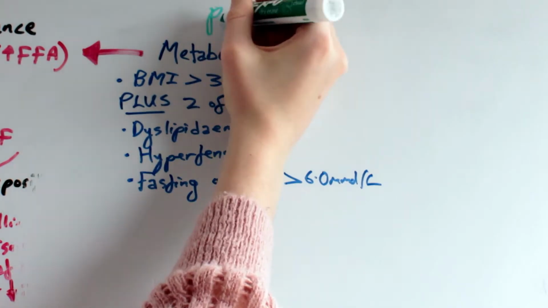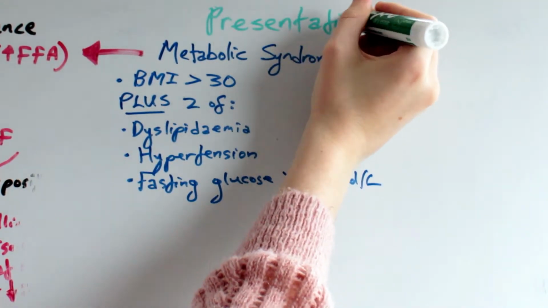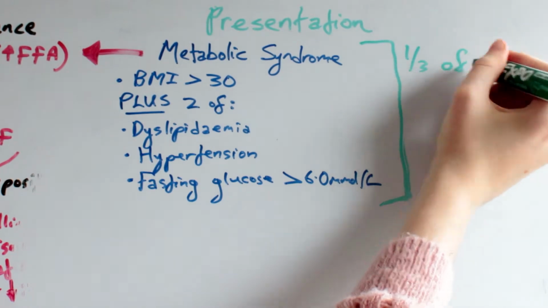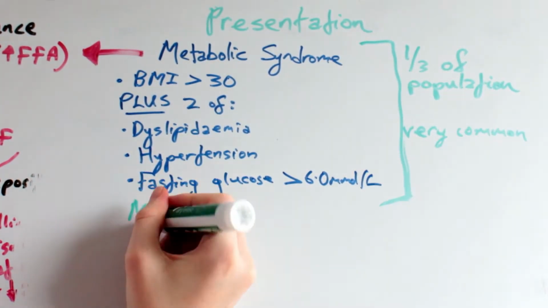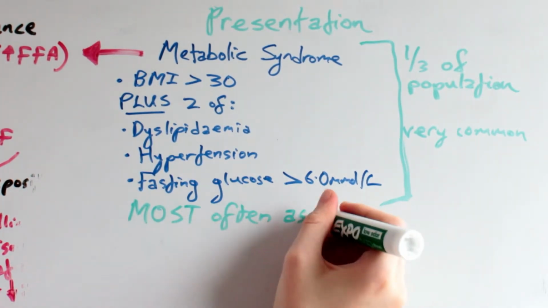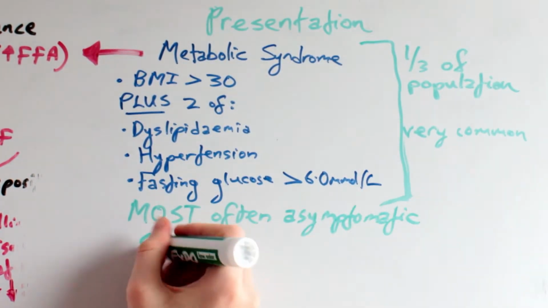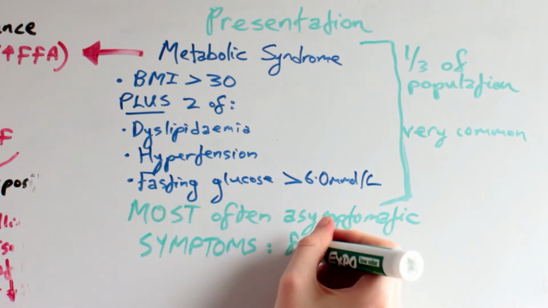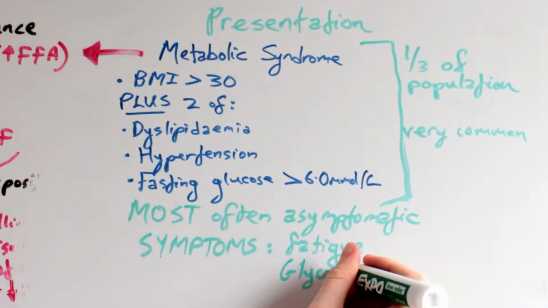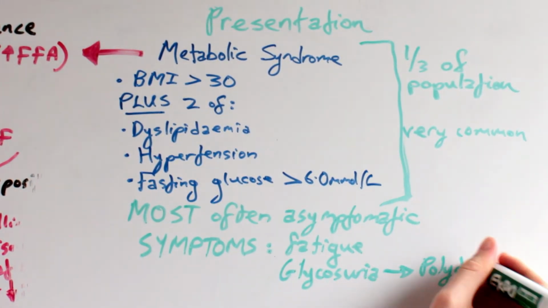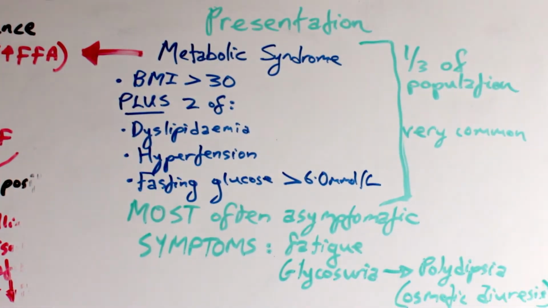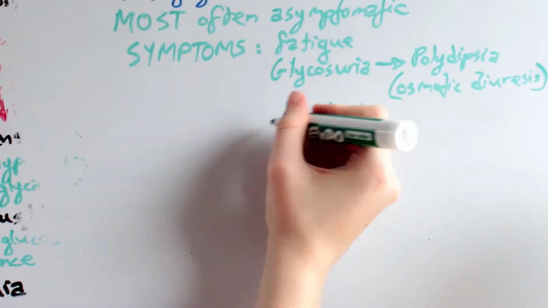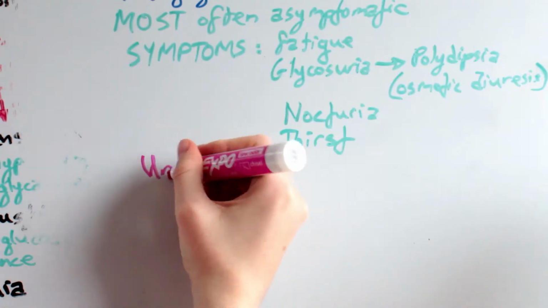Speaking of metabolic syndrome brings us to the presentation of type II diabetes. Now, approximately a third of the population appear to have the metabolic syndrome. However, most cases of type II are asymptomatic, picked up by routine testing. Symptoms can include fatigue, glycosuria due to blood glucose levels exceeding the renal threshold, which leads to polyuria as a result of osmotic diuresis. Nocturia and thirst are other possible consequences.